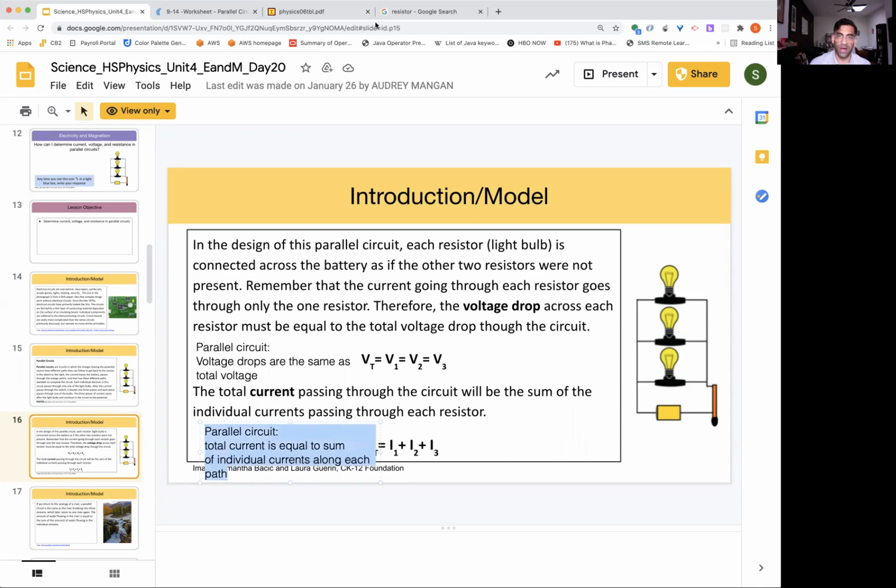I'm going to change this so it pops a little bit more. That's easier to read when I highlight it. And I'm going to change the color. All right, we can see parallel circuits. On parallel circuits, the total current is equal to the sum of the individual currents along each path.